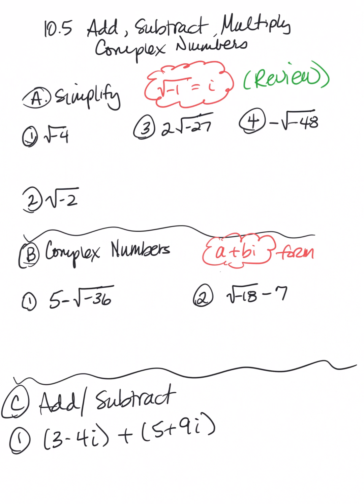Remember, we can take that negative out by taking an i out. And then we look at what is the square root of 4. Well, that's just a 2. And the 2 always goes in the front, so it's going to be 2i. Look at number 2. I can take the negative out with an i, but the 2 is not a perfect square, so it has to stay in the radical. So my answer would be i square root of 2.